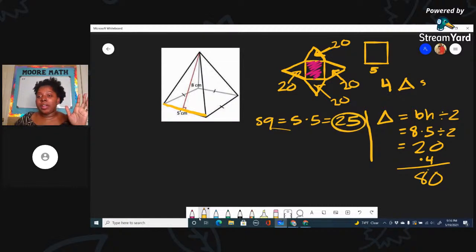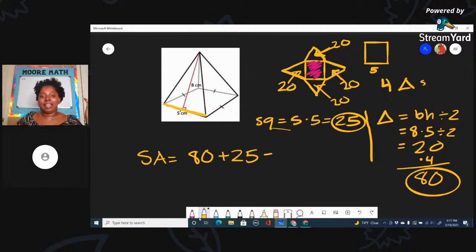So I have the area of all 4 triangles. I have the area of the square. What am I going to do now for the surface area? Adam? Yes, you got it. Okay, now tell me what you get. 105. Good. Yes, so 105, and area is always measured in squared. So it's 105 square centimeters.